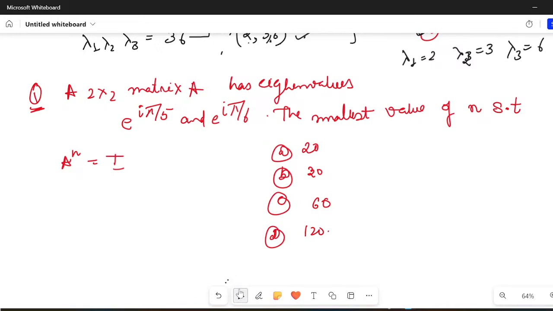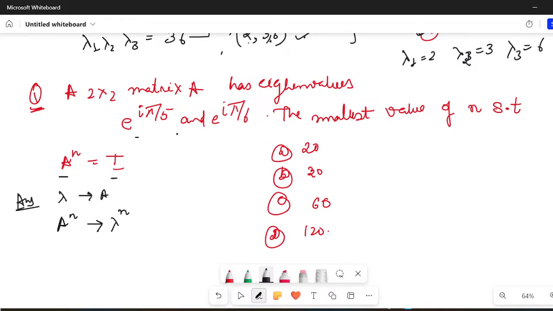So if I have to do this question, again I told you, what does it imply? I'm just doing it for you. The question is, A raised to power n is identity. I told you that if the eigenvalues for A are lambda, then for A raised to power n, the eigenvalues would be lambda raised to power n, right?